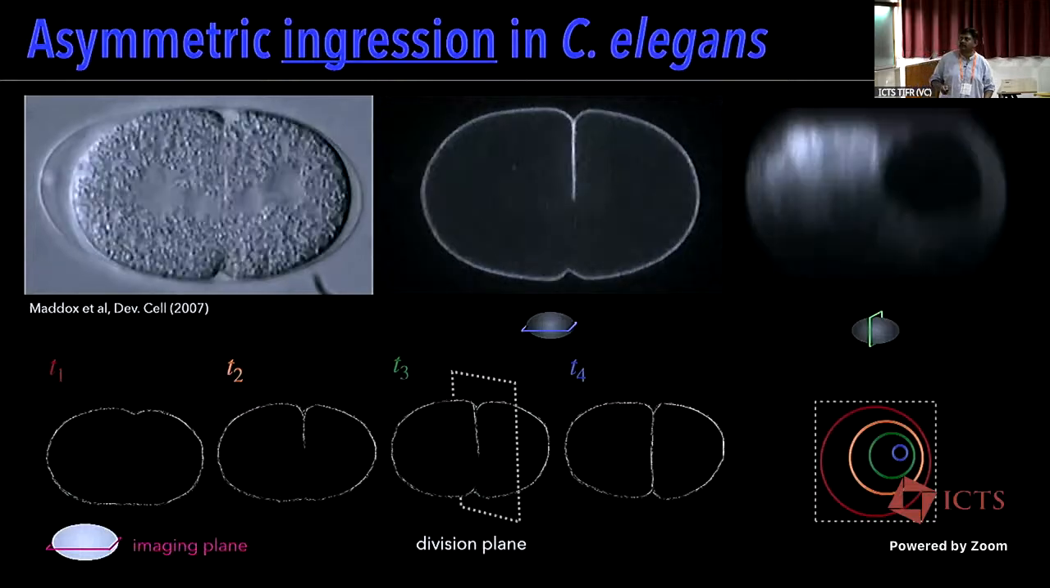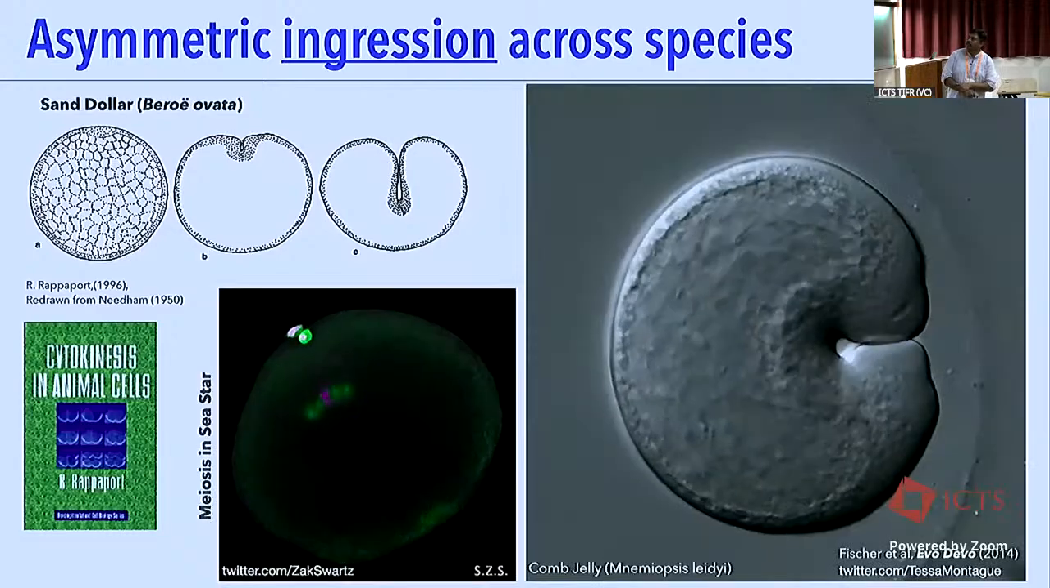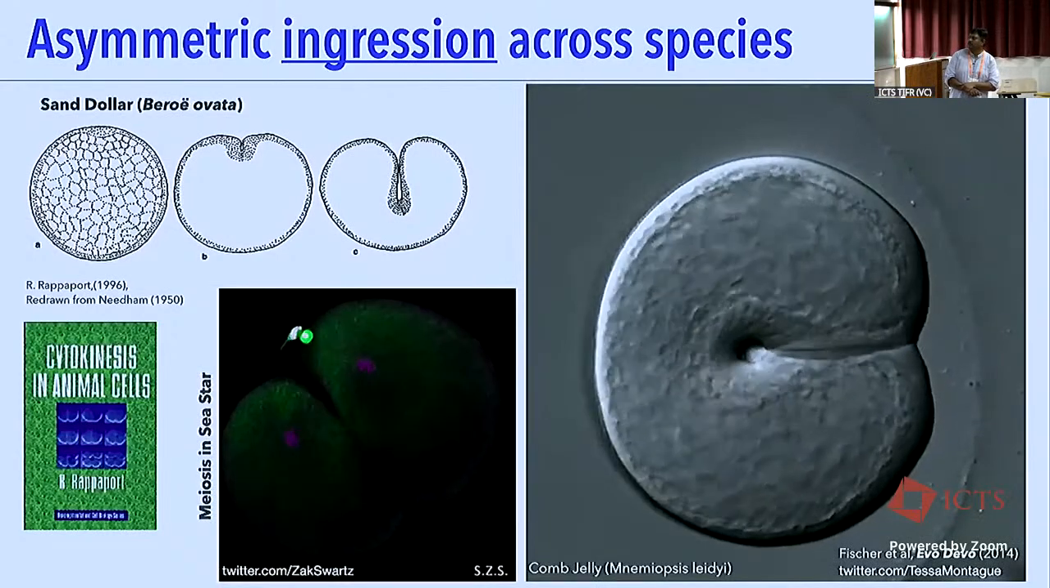Living things are weird. They have things for no reason. Turns out, no. This seems to be something that is seen across many species of cells. Here's an old picture from Rappaport's book where he shows some qualitative ideas of how the sand dollar does this ingression. This is a video I lifted off Twitter when it was called Twitter.